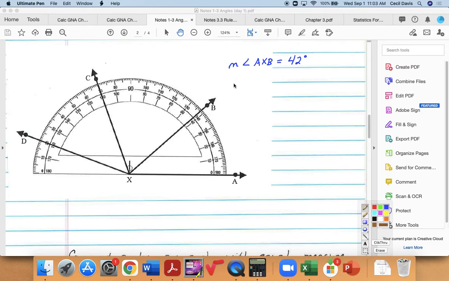the measure. So if I want to find the measure of angle, let's find the measure of angle CXA. Notice ray XC goes up here, ray XA goes over here. If I read the inside scale, I can use the 0. So I should use the inside scale for this, so that's just 110 degrees.